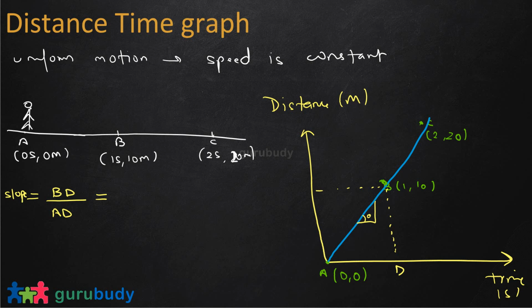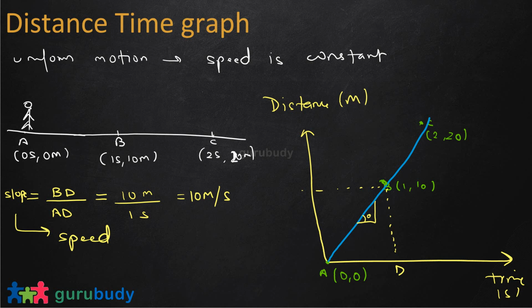And what would that be? BD is a distance, right? So it would be 10 meter here, and AD is 1 second, so that is 10 meter per second. So the slope of the graph is basically your speed.